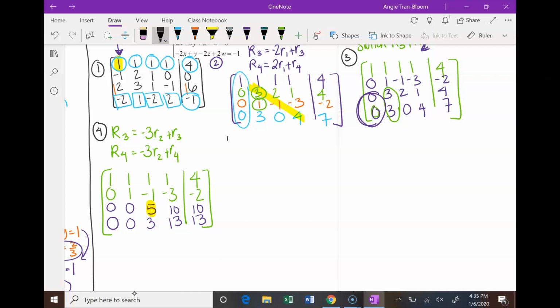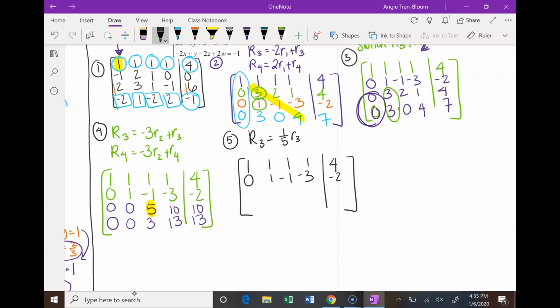Next, I would like to get this right here to become a 1. So that's my 5th matrix. I'm changing row number 3. To get that into a 1, I will multiply all of row 3 by 1/5. So row 1 is not changing, row 2 is not changing, and row 4 is not changing. Then all of these values are now 1/5 of the original.